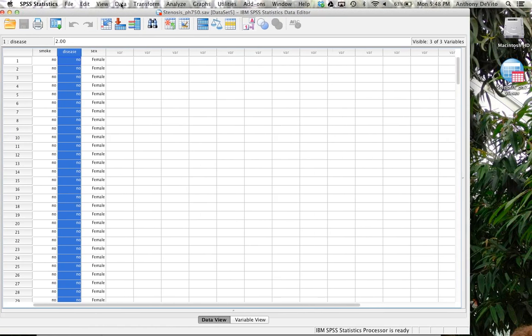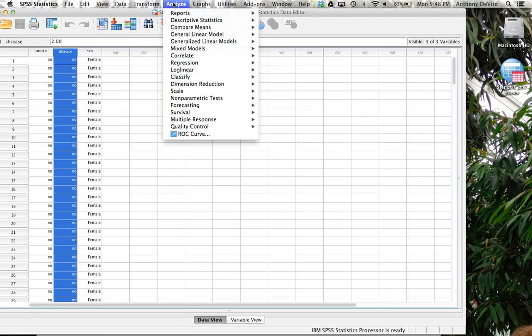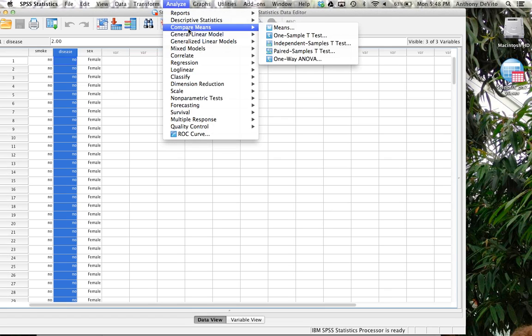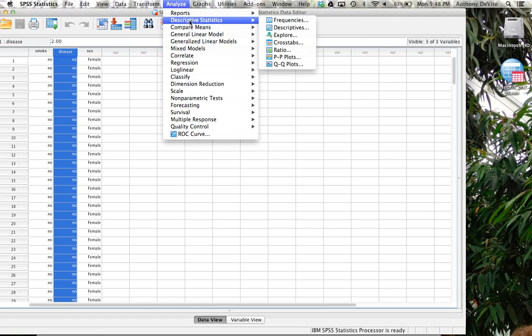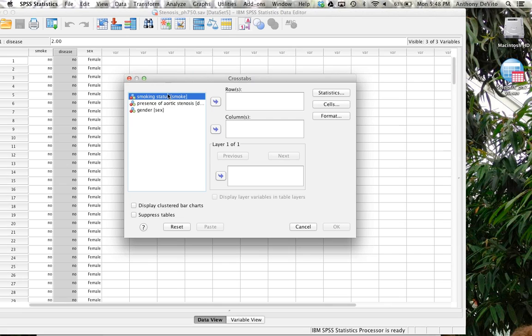Okay, so now in order to actually do this calculation, I'm going to start off by going up to Analyze. Now in Analyze, I'm not comparing means this time. I'm doing something different, aren't I? If I go into Descriptive Statistics, you'll notice that there's a category for crosstabs. Crosstabs means our tables. My exposure in this case is going to be smoking. That's going to go into my rows. My columns is going to be my outcome or my disease, and that's presence of aortic stenosis.